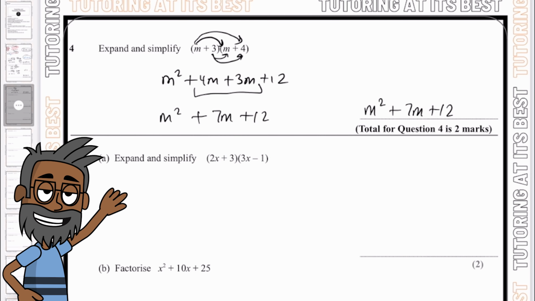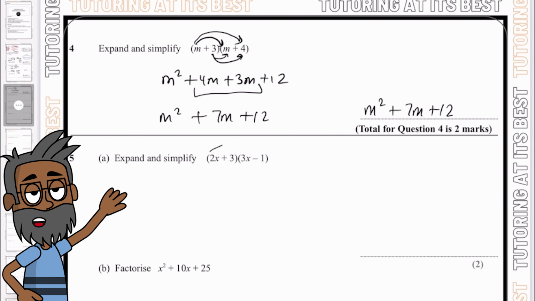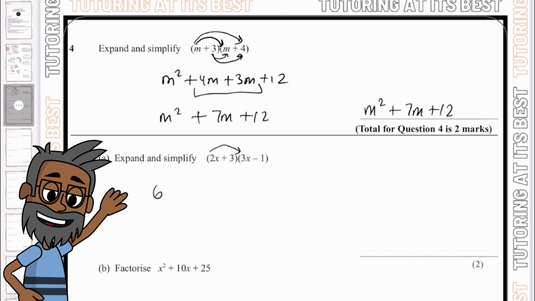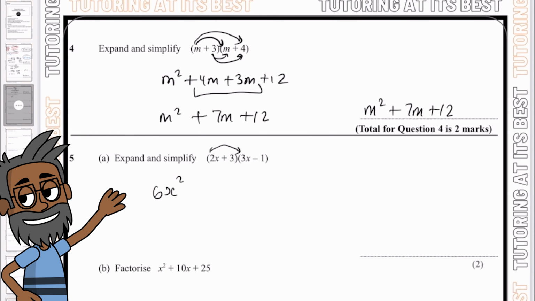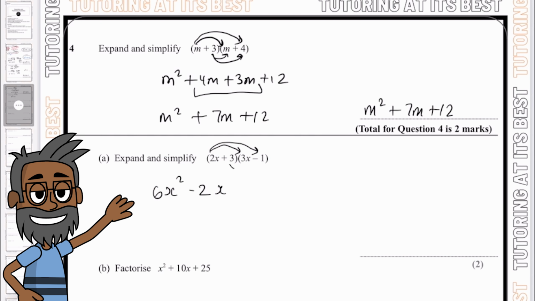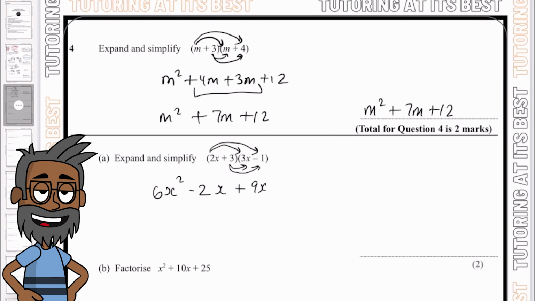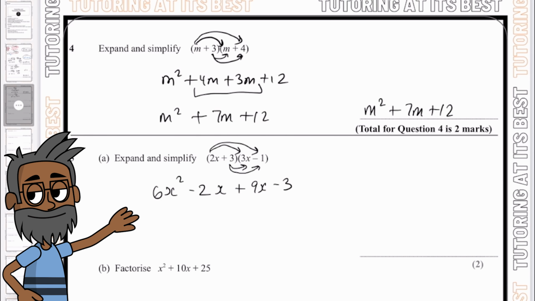Okay, let's move over to 5a. Again, we're going to expand this out. So 2x times 3x gives us 6x squared. 2x times minus 1 is minus 2x. 3 times 3x is your 9x. And 3 times minus 1 is your minus 3.